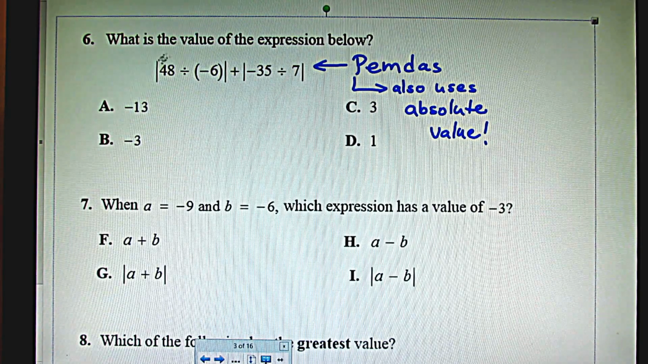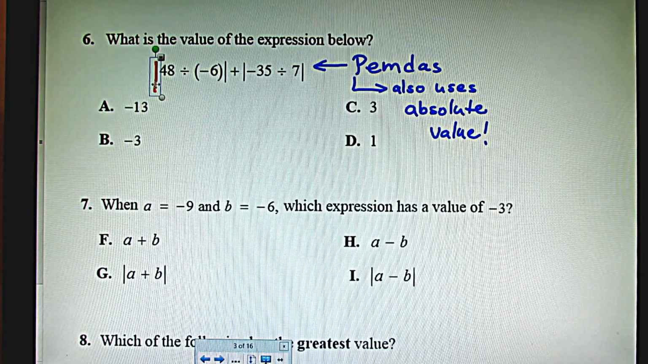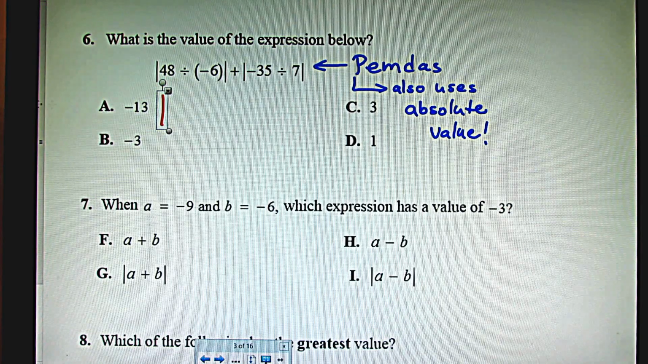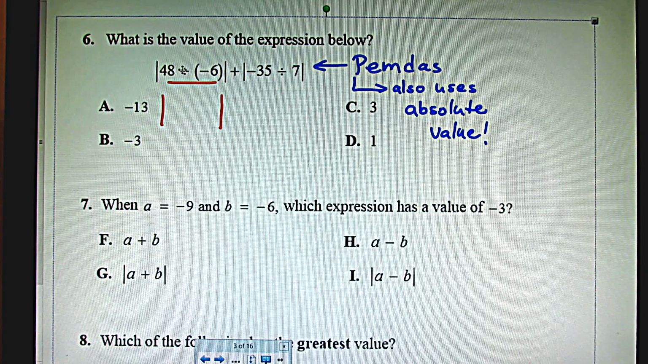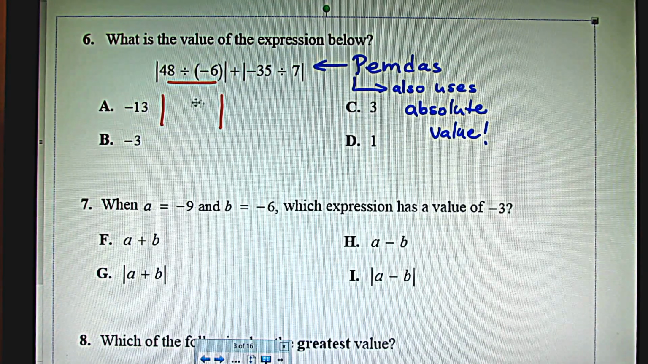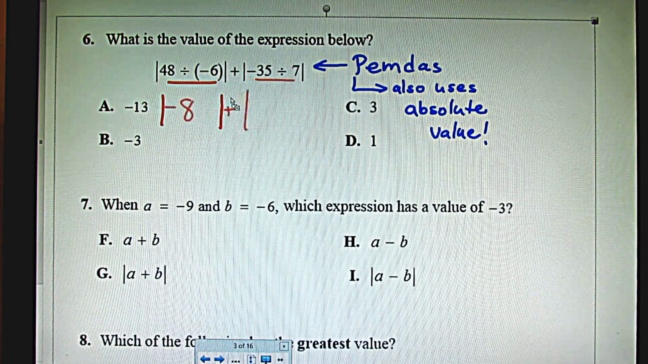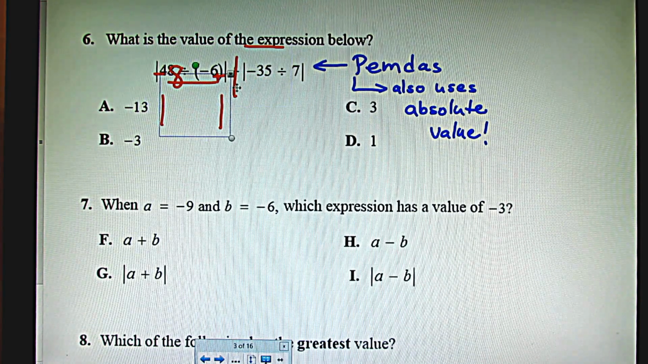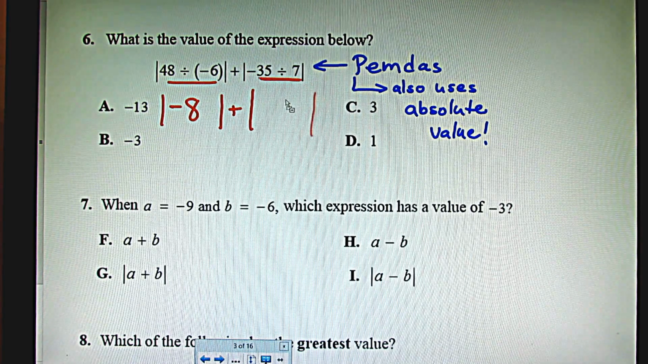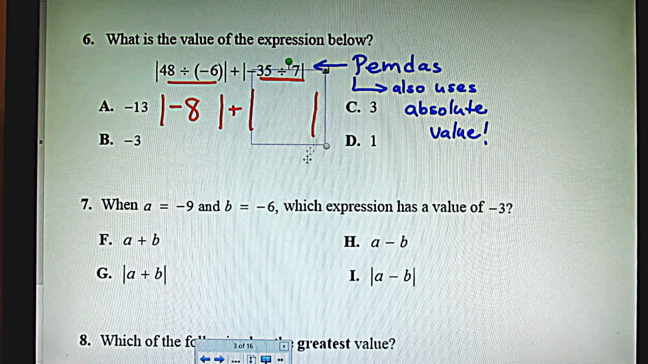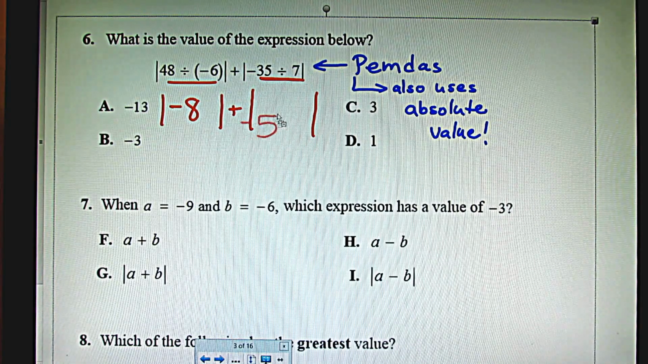So the first thing I'm going to do is what is inside these absolute values. I'm going to put some absolute values up here. I want to do 48 divided by negative 6. The answer is going to go in these absolute values. Well, that's negative 8. And now I also have to do negative 35 divided by 7 and put that answer in these absolute value bars. That's negative 5.